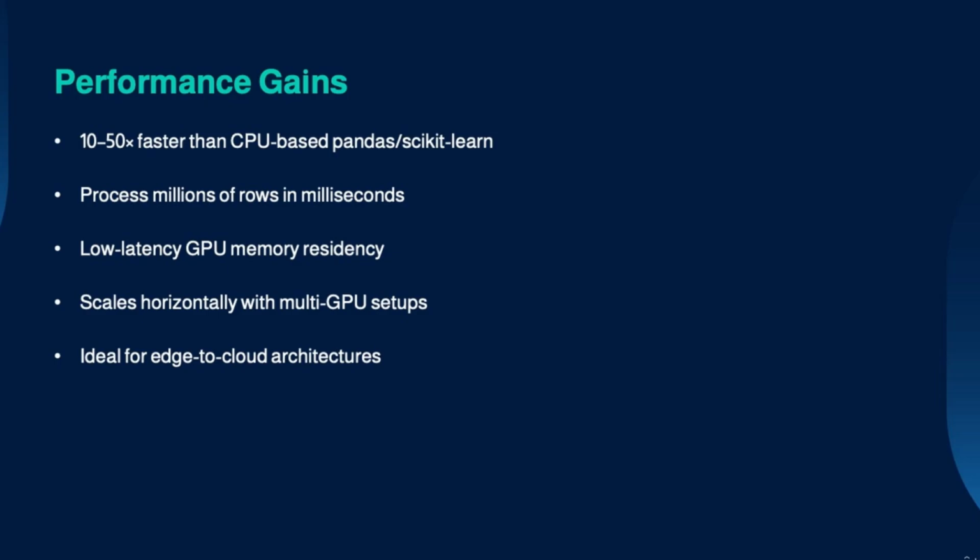You can process millions of rows in milliseconds because all operations stay in GPU memory. And with Dask cuDF, you can scale horizontally across multiple GPUs, either on a single machine or across a cluster. This makes RAPIDS a perfect match for edge-to-cloud architectures, where data starts at the edge but needs to be processed at scale in the cloud.